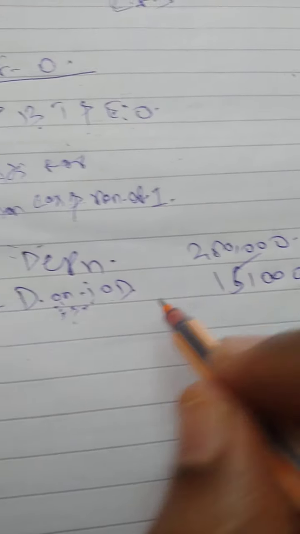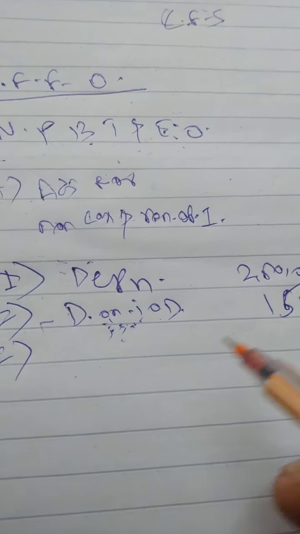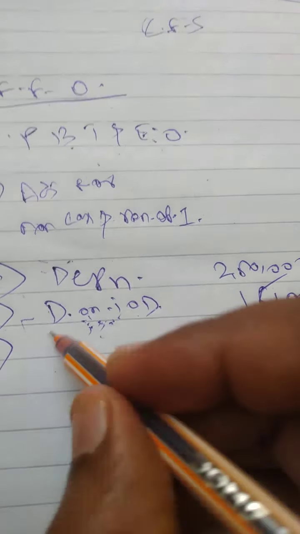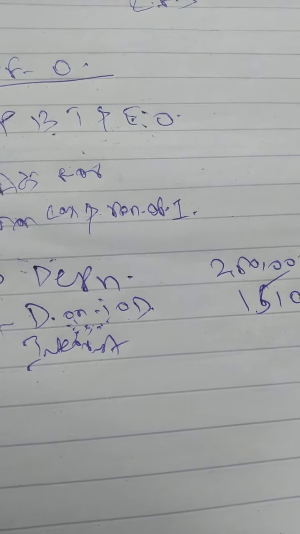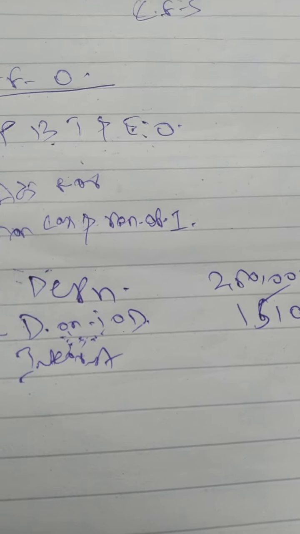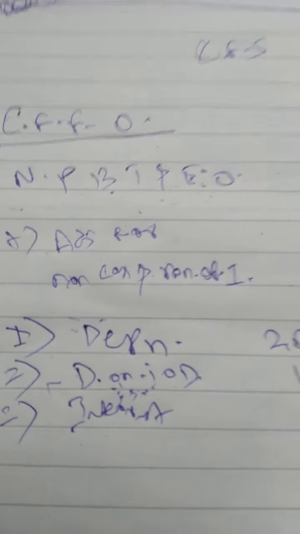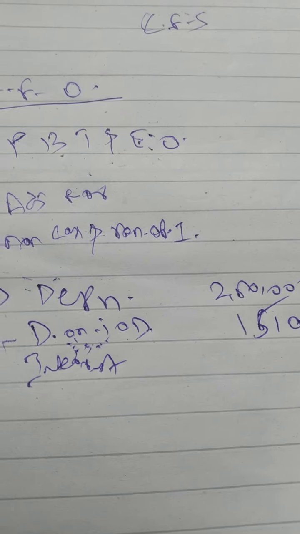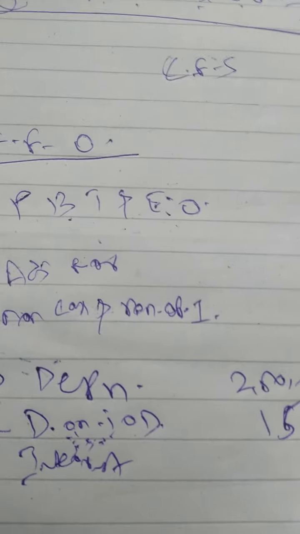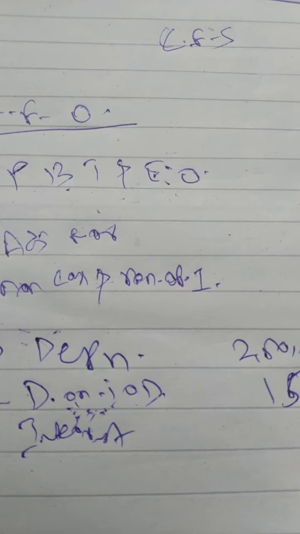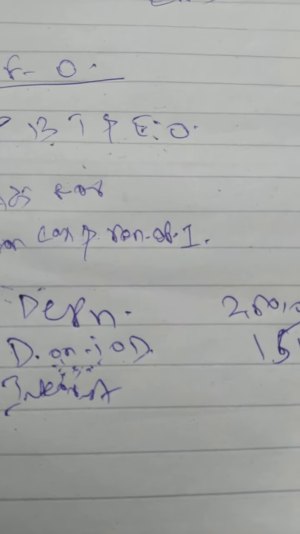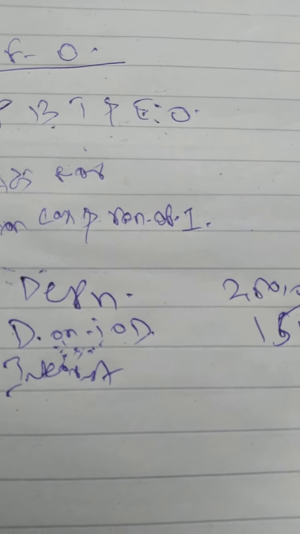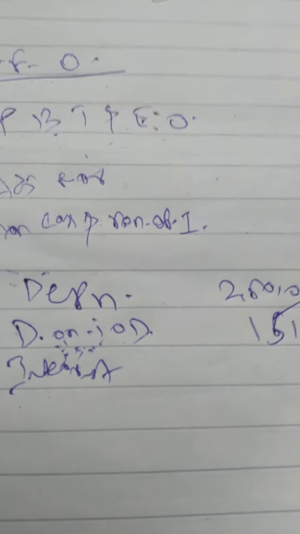Non-cash as well as non-operating expenses. Then what else? Interest paid on debentures. Interest expenses is different from interest paid. If the question is given only one item, then you can take it as interest paid or interest expenses. If the question has two items, interest paid as well as interest expenses, then you have to consider only interest expenses, not interest paid, because only interest expenses is debited to the P&L account, not interest paid.